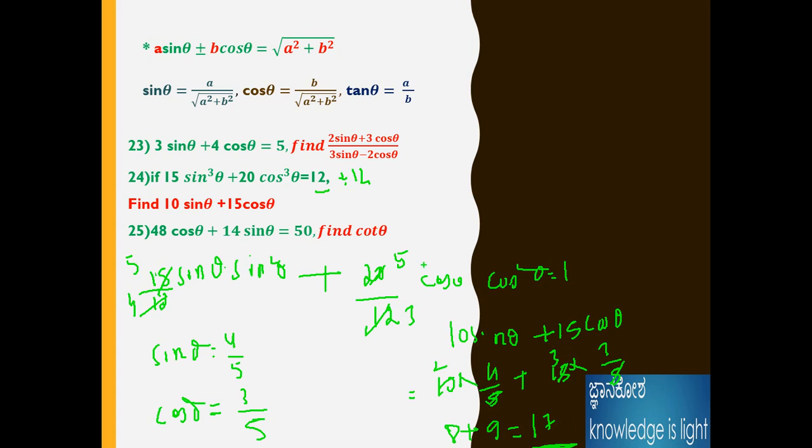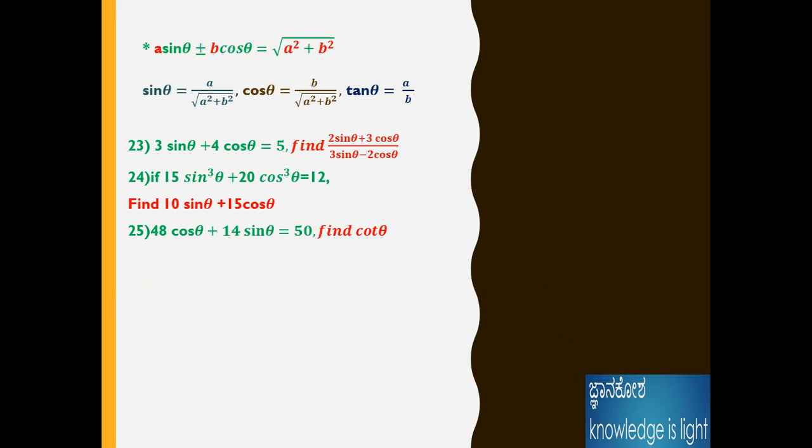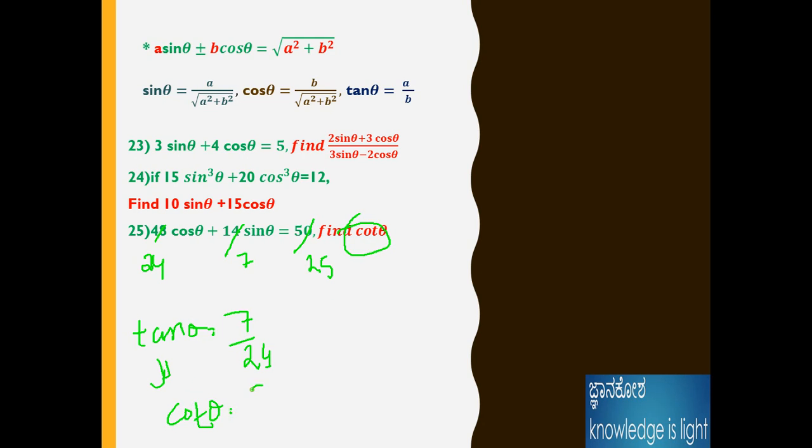Okay, fine. The next problem is the same, 48 cos theta. This is also the same logic. I will make it divided by 2, 25, 7, and then make it an easy problem. You could solve any of the problems. Therefore tan theta is equal to 7 by 24. The question is asking for cot theta, which is the inverse of this one. 24 by 7 is the answer for this question.